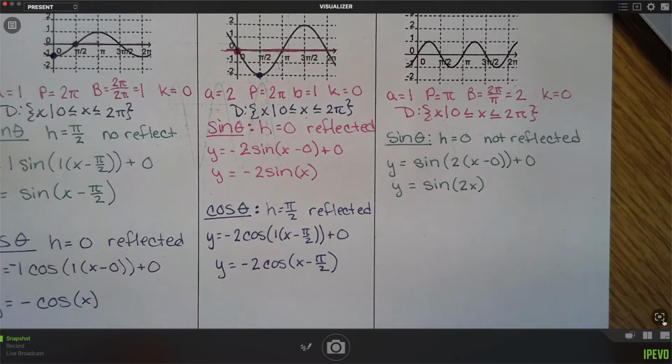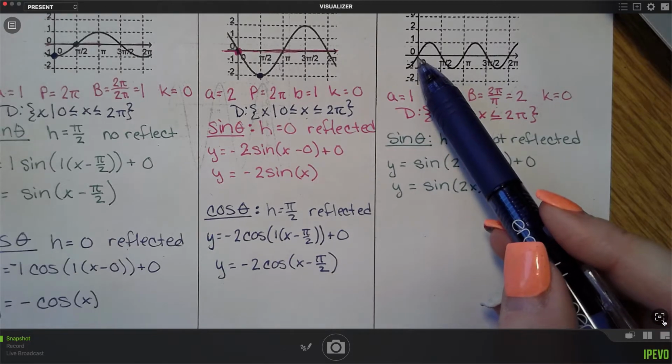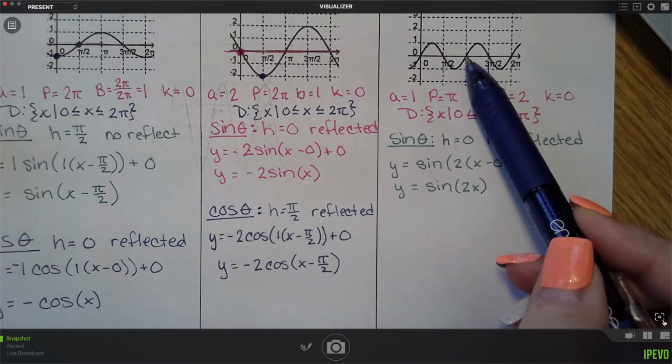How'd sine go? Good? I didn't look at that, it was 2 periods. You didn't notice that the period was only pi, did you? Oh, yeah. Yep. How do I know the period's only pi? Because it starts repeating at pi, doesn't it? Yep.